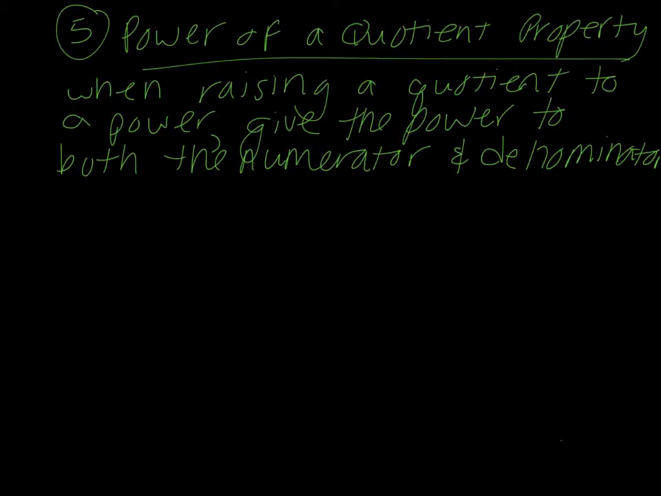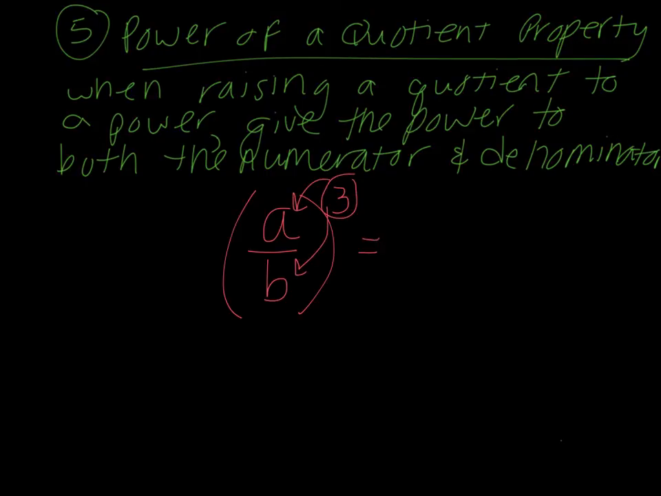Our last property is the power of a quotient property. When raising a quotient to a power, so when raising two things being divided to a power, give the power to both the numerator and the denominator. So if I had a divided by b, all raised to the 3rd power, this is kind of like distributing but not distributing again. I want to give the 3 to the a and to the b, leaving me with a cubed over b cubed.